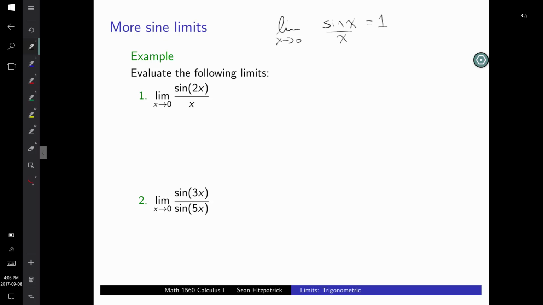Yeah, that would be great if you were allowed to do it, but you're not. Sine, I can't pull things out of the sine function. The sine function doesn't work that way. There is an identity that applies, though.